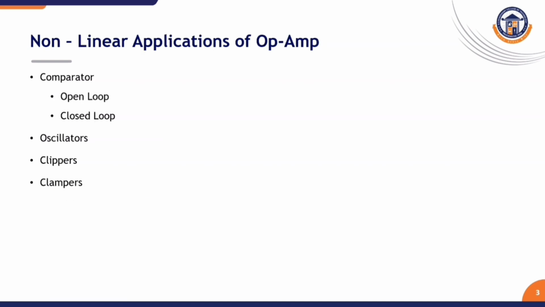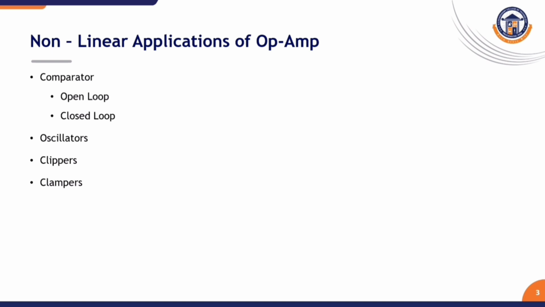The next one is linear applications of operational amplifiers. The first linear application is voltage amplifiers. The primary use of an operational amplifier is voltage amplification. Small input voltage differences are amplified, usually to amplify weak signals like audio or sensor outputs. The applications include audio systems, instrumentation circuits, signal conditioning, and filters.